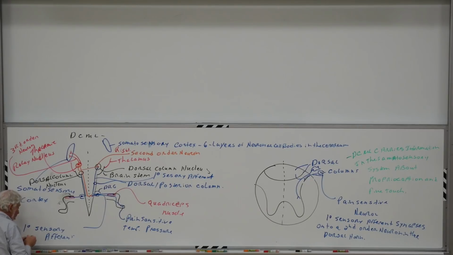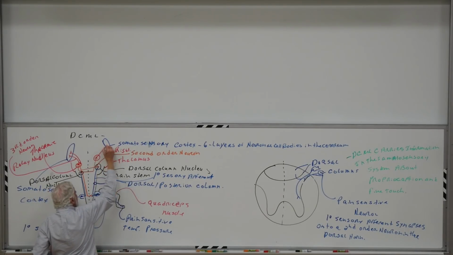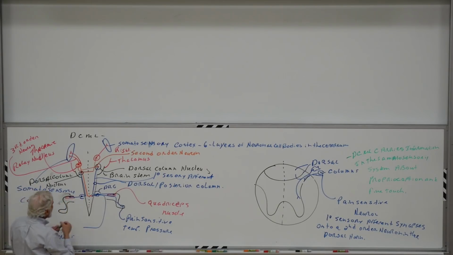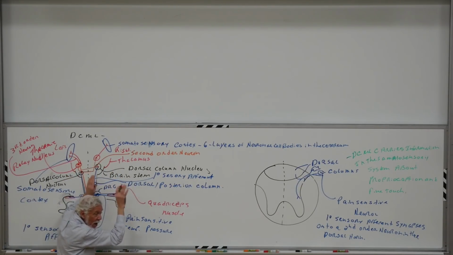Then, of course, the primary sensory afferent synapses onto the second-order neuron. And the second-order neuron then will cross over the midline and ascend the cord on the opposite side to the thalamic relay nucleus. And then the third-order neuron in the thalamic relay nucleus sends a process to the somatosensory cortex. So this is simply the pathway for fine touch and proprioception on the left side, and it's repeated on the right side. So the pattern is the same.